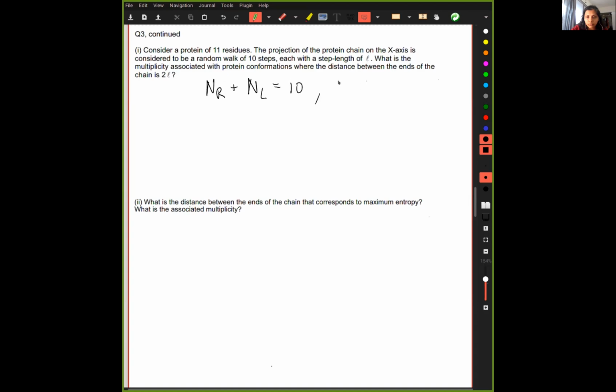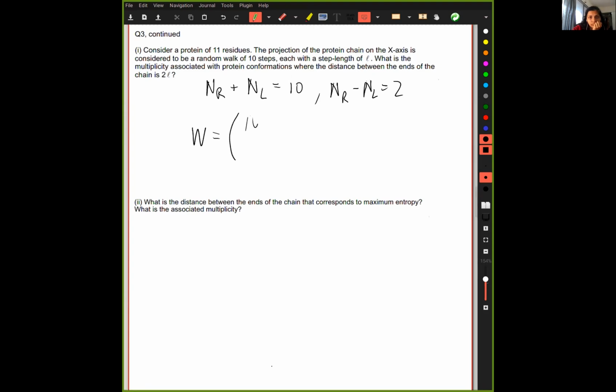So if we assume this displacement is to the right just for convenience, we can write that nr minus nl equals 2, since the total displacement is just given by the number of steps we take to the right minus the steps we take back to the left. So these should be relatively straightforward to solve for nr and nl. And once you have that, we know that the multiplicity associated with the protein conformations is just the number of possible conformations, where you take 10 steps, of which some nr number is to the right and nl to the left. And this is given by 10 choose nr, which should be equal to 10 choose nl.